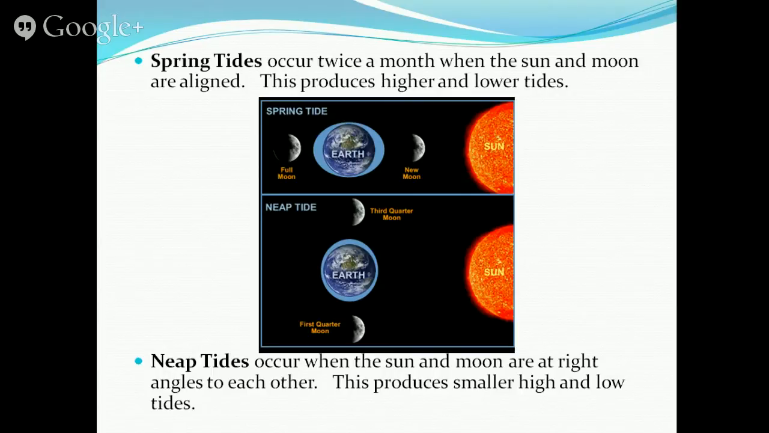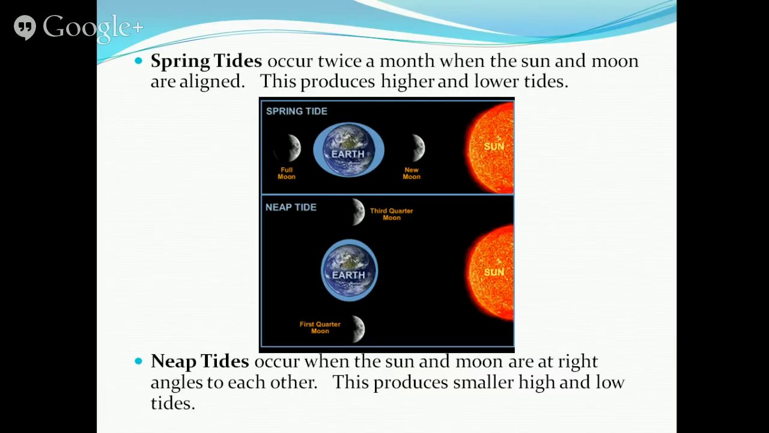Well, if your high tides are higher, they're taking water away from somewhere else, which must mean that your low tides are lower. So when all three, moon, Earth, and sun, are lined up in a straight line, and that could be at a full moon or a new moon, you get a spring tide, which is high highs and low lows.